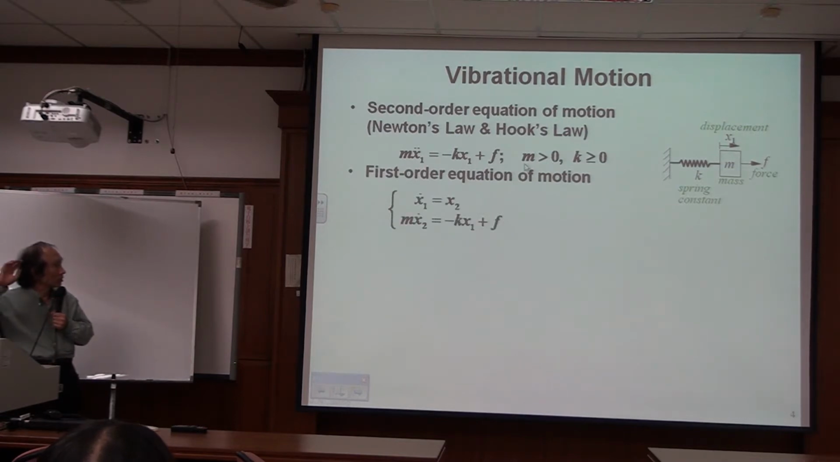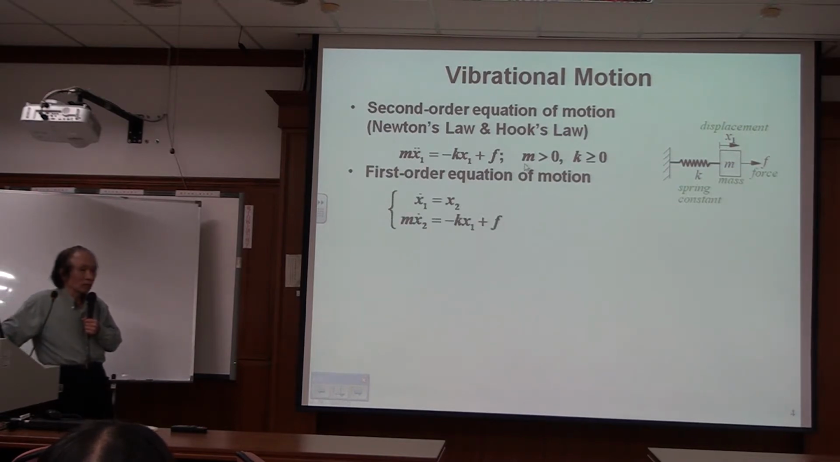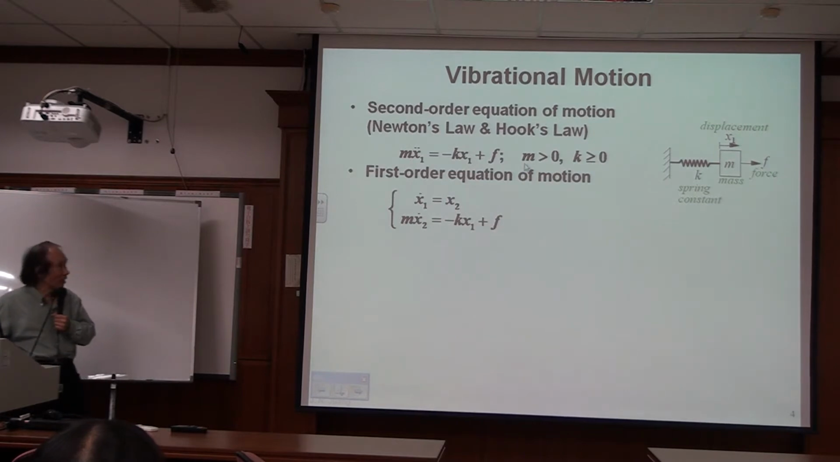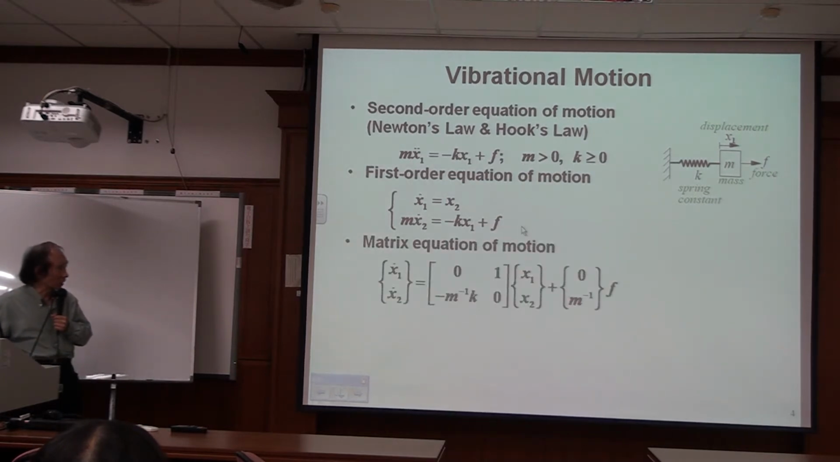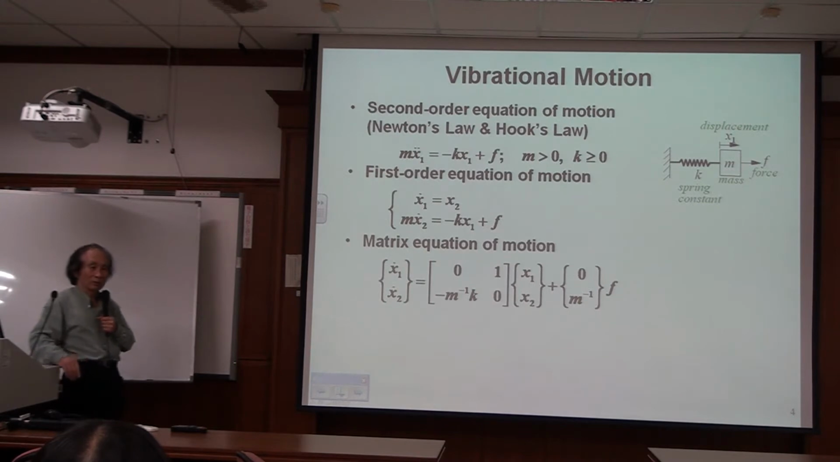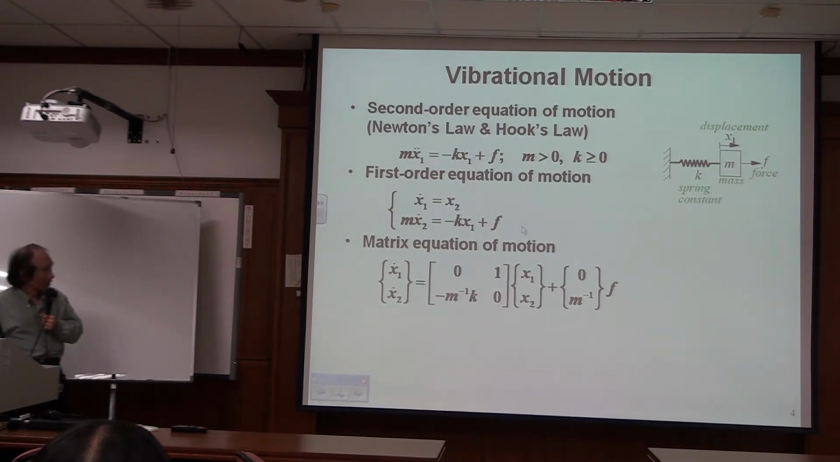If I write in terms of first order equation of motion, then x1 dot equal to x2, m x2 dot equal to minus k x1 plus f. Right? I want to make that a matrix equation of motion, and it becomes this. That's my matrix equation. And this one here, 0, 1, minus m inverse k, 0, this is the 2 by 2 matrix.